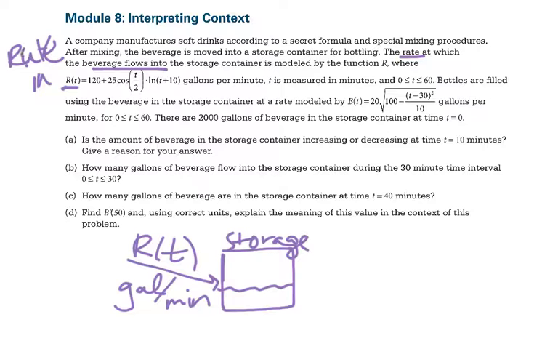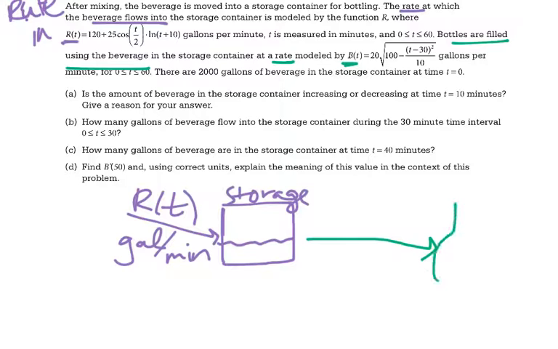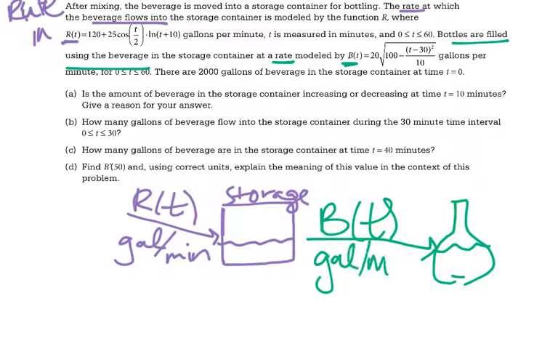All right, then we have B of T, and it says bottles are filled using the beverage in the storage container at this rate. So bottles being filled with this beverage means that the beverage is coming out of the storage container. So it's going out and being bottled. We'll just draw a bottle. That's a terrible bottle, but we'll just imagine. All right, so this is the rate at which the beverage is flowing out, again in gallons per minute.